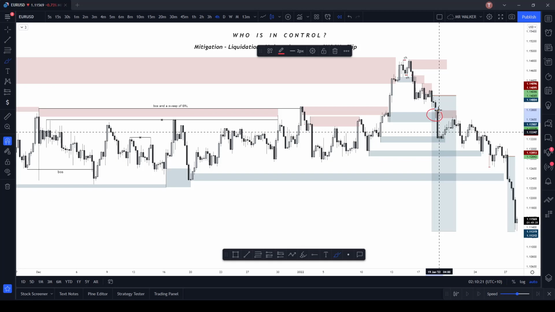If we don't get a 15-minute change of character or a basic indication of short-term buying pressure getting into the market, we don't consider buys at all. Like, as simple as that. If you don't get it, you don't even think about buying.